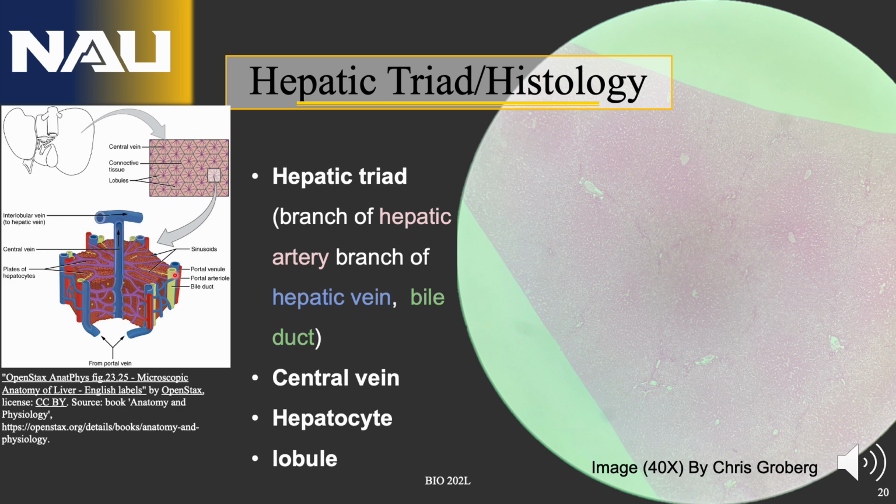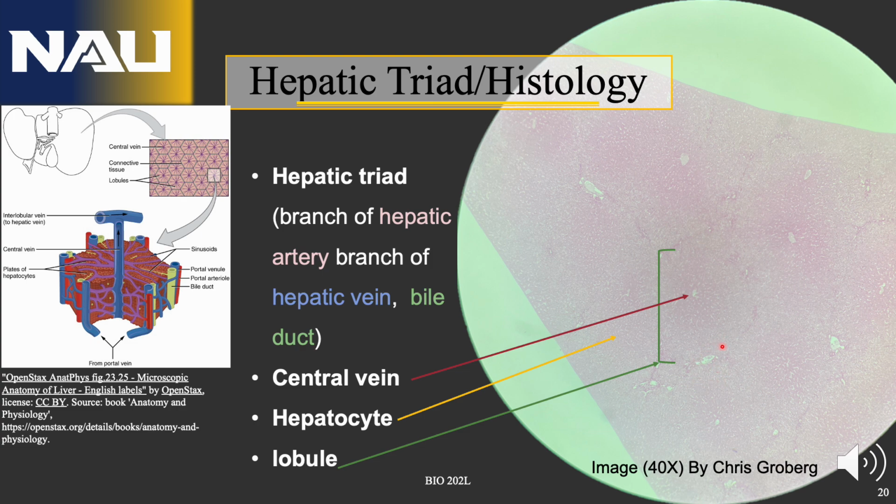So here on the right is a histology image of the liver. You can see here a lobule. There's usually a dark outer border, and there are tons of hepatocytes within here. And then there's a central vein right here, which will go into the hepatic vein and eventually lead into the inferior vena cava. Then we have the hepatic triad, which includes a branch of the hepatic artery, a branch of the hepatic vein, and a bile duct.